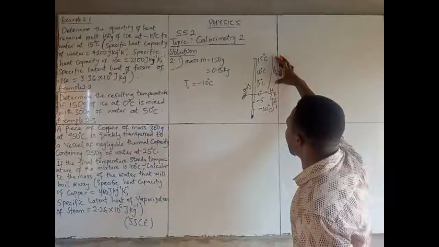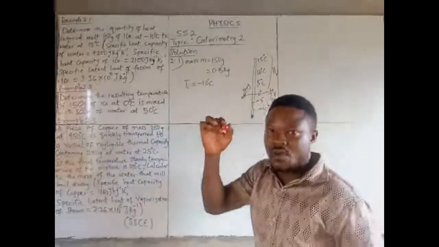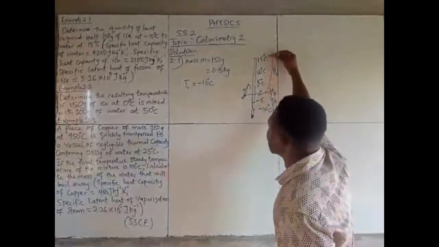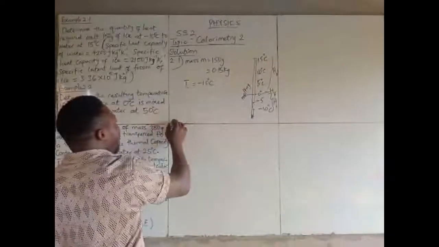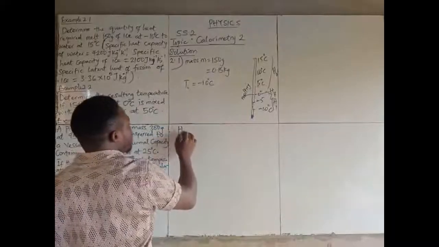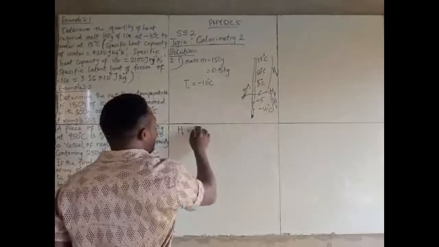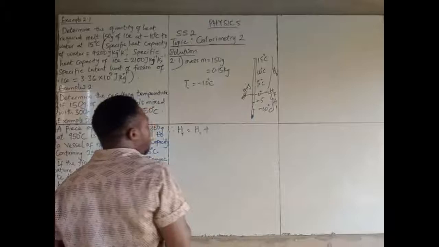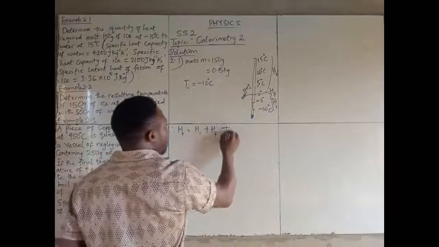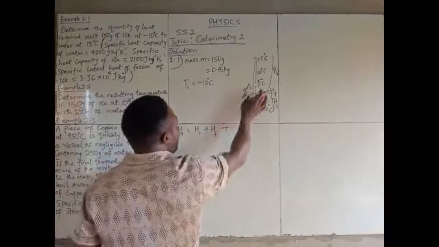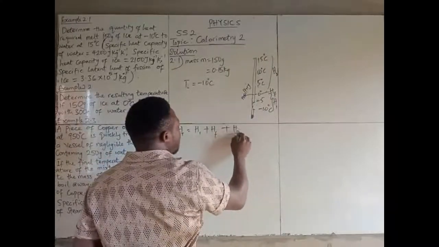Then the last heat that you require is the heat you require to do what? To change the melted ice, which means the water, to 15 degrees Celsius. Now, therefore, the total heat you require to do all this will be equal to the heat to raise the temperature, H1, plus the heat to melt the ice, heat of fusion, plus the heat to finally raise the temperature from 0 degrees Celsius to 15 degrees Celsius. And that is going to be H2.